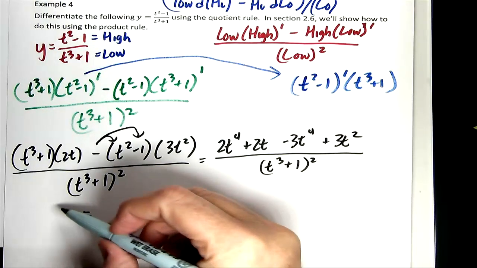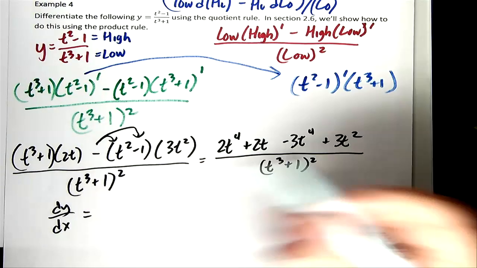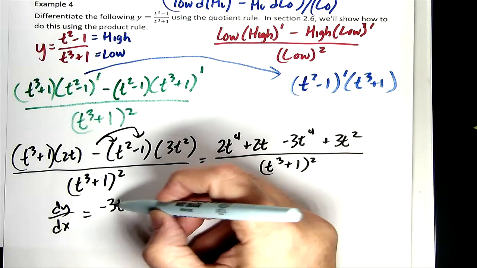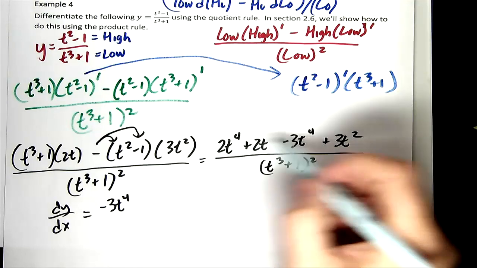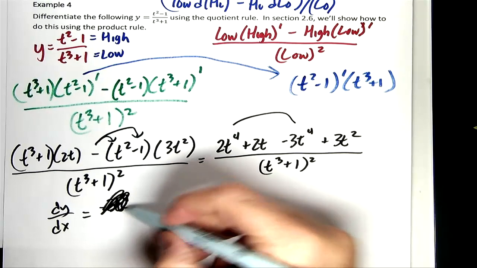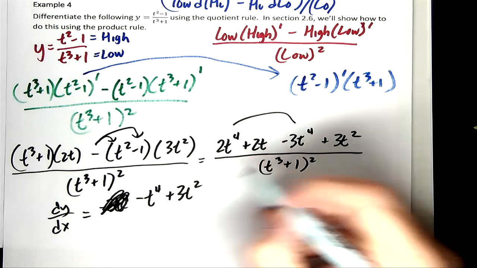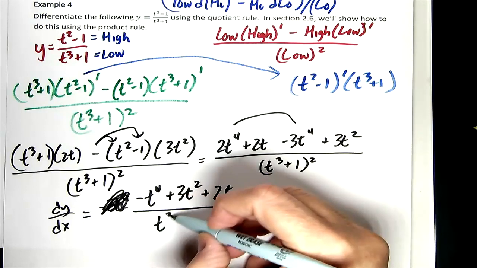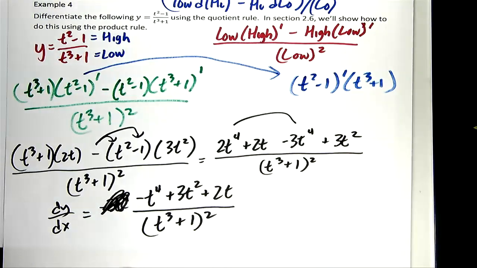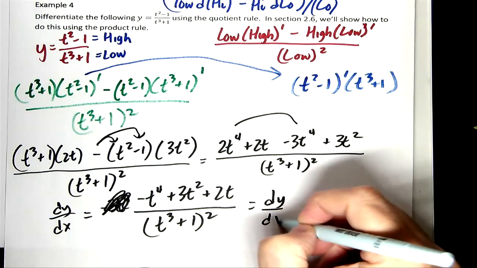So this will clean up to dy/dx equals negative 3t to the fourth. Oh wait, I got a plus 2t to the fourth. I can put those two together. That's negative t to the fourth, plus 3t squared plus 2t, all over t cubed plus 1. I'm going to leave that squared on bottom. No need to multiply that out. And since I got that squiggle over on the left, I'm going to write the dy/dx over here.